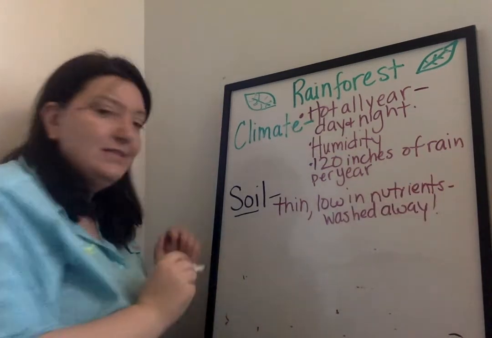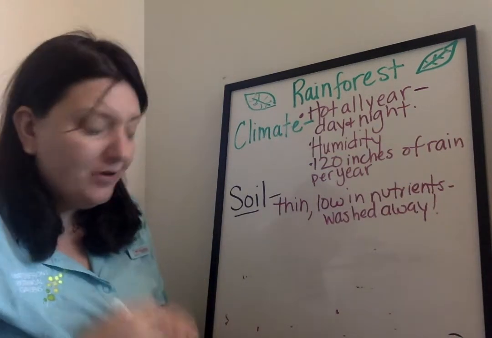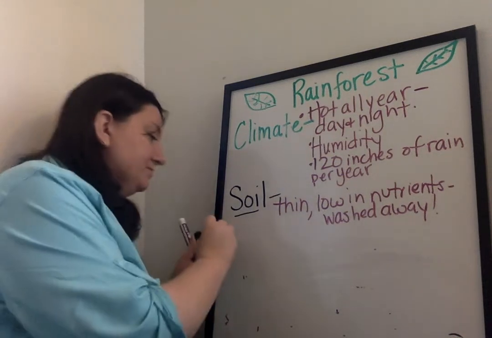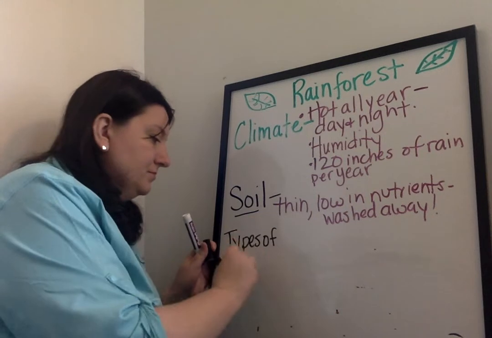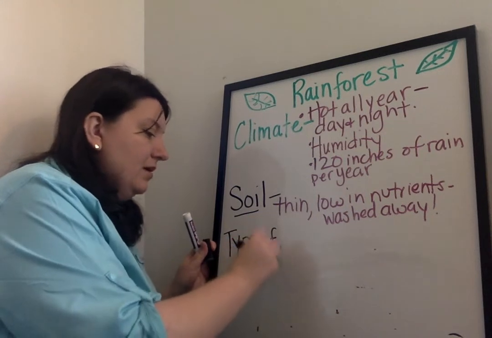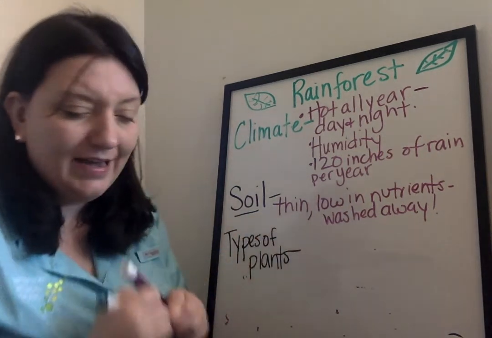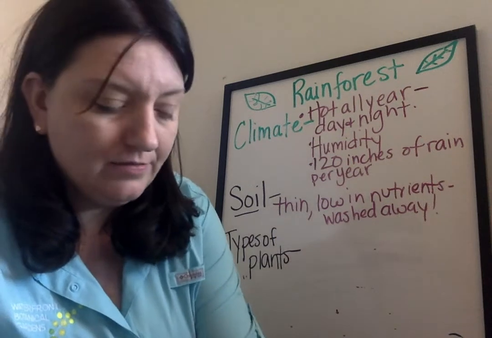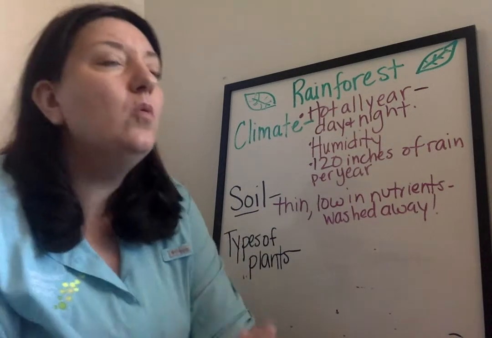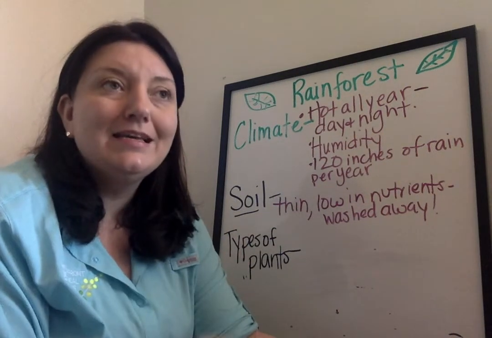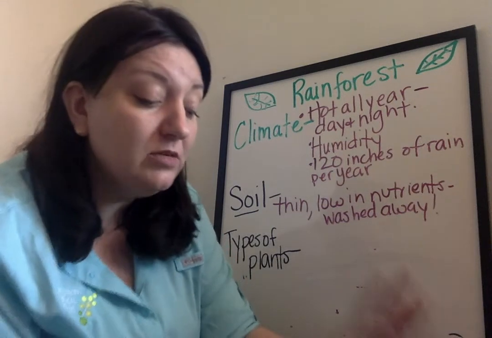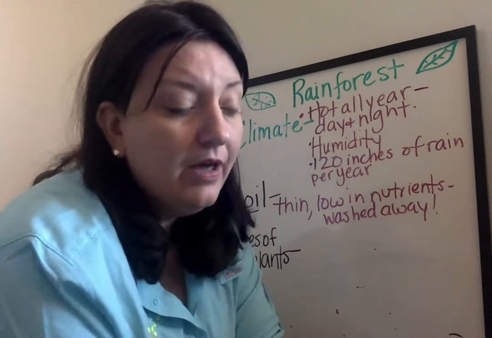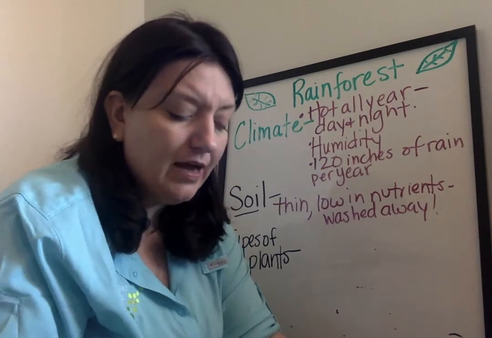Okay, so let's take a look now at the different kinds of plants. Types of plants that we might find in a rainforest. Lots of different kinds of plants in the rainforest. There are more different types of plants in a rainforest than in any other ecosystem in the world. That's because the most biodiversity is found there in the rainforest. We're going to look at a couple of plants.